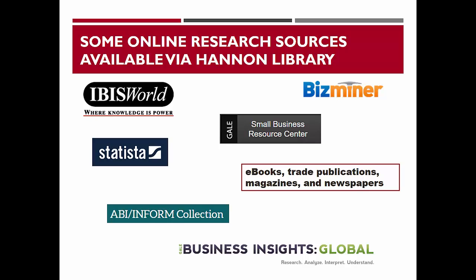We've also got Statista, which is a statistics portal that can give you information about consumer behavior and trends and things like that, which can be very helpful as you try to paint a picture of a target market. We've also got a number of ebooks, trade publications, magazines, and newspapers, all available online from the Hannon Library. We've got a great collection called ABI/INFORM that has academic journal articles, company information, market reports, and all kinds of other resources that are available to you on business topics.